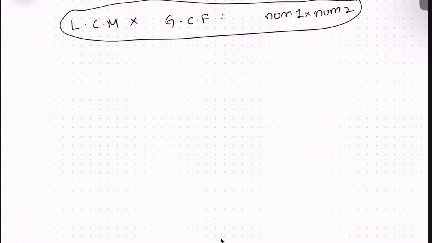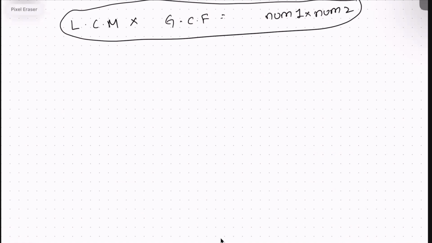Sometimes we know the GCF and we know the two numbers, and maybe we can quickly calculate LCM just by multiplying the two numbers and dividing by the GCF. That will be the easiest method. So this is the relation. The multiplied value of LCM and GCF will be equal to the multiplied value of those two numbers.